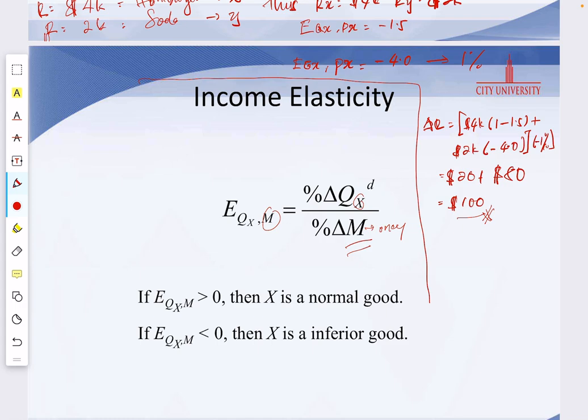So that means if the elasticity of quantity demanded of certain goods X with respect to income is bigger than zero, then X is a normal good. That means we want to see the responsiveness between the income and goods X. If the elasticity is bigger than zero, then X is a normal good. But if the responsiveness between that good and the income is lower than zero, then X is an inferior good.